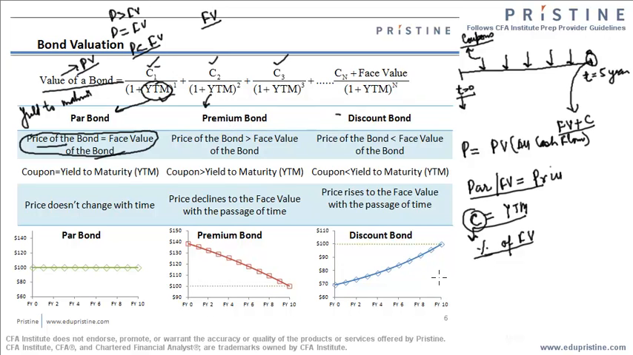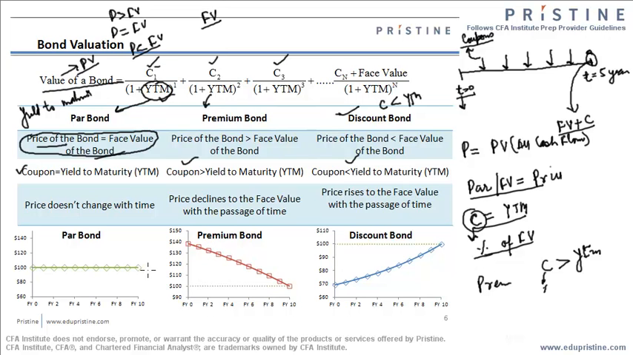Now in a premium bond, the coupon has to be greater than the yield to maturity. Again, this is in percentage terms. And for the discount bond, the coupon has to be less than the yield to maturity, right? We'll see an example after some time, but before we actually go to the example, let's see how the prices of these bonds change with respect to time.